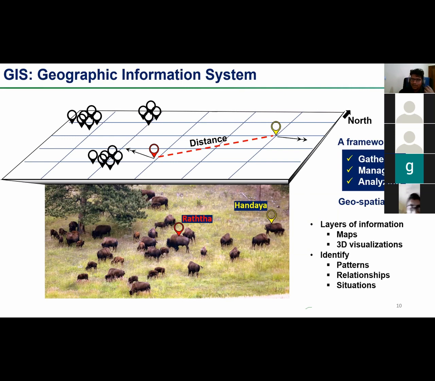Most of you might have an idea about GIS, but think that GIS is all about software. GIS is not about software. GIS is about hardware and software both, and it also has a lot of auxiliary information and auxiliary resources required. So a geospatial data layer contains a map, and it can be a 3D visualization. Also, it can be used to identify patterns, situations, relationships.